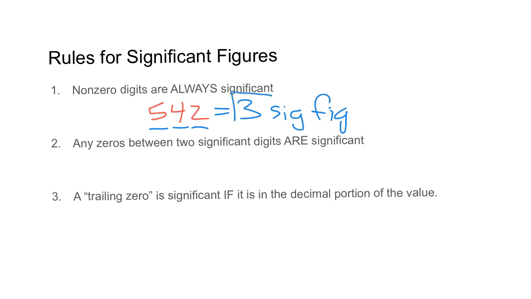So if I was counting up the number, 3 sig figs, because none of these numbers are 0. The second rule is any zeros between two significant digits are significant.